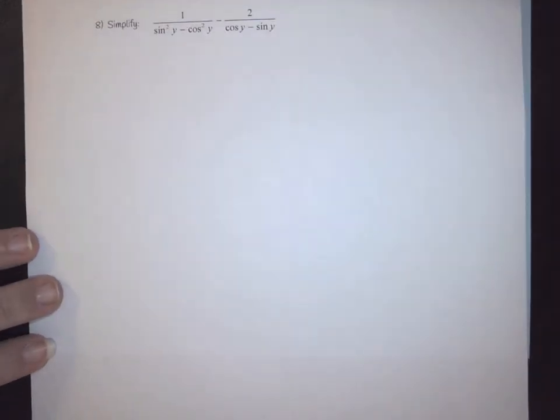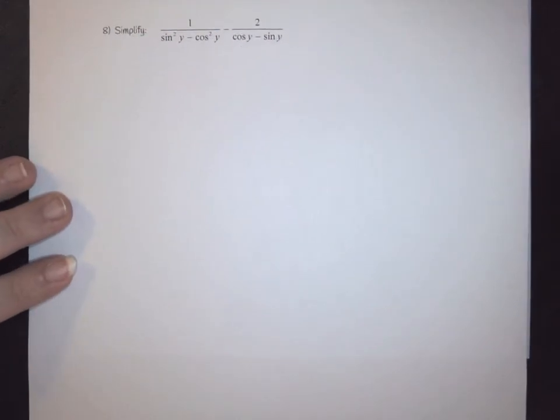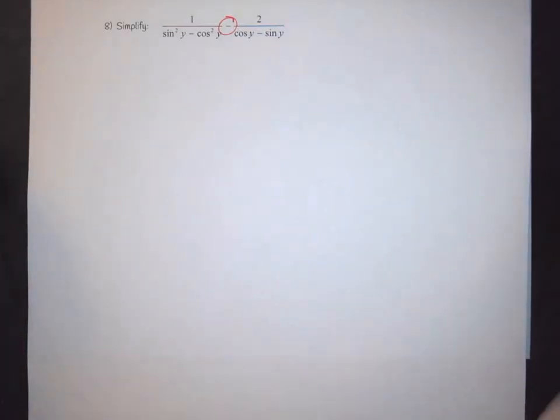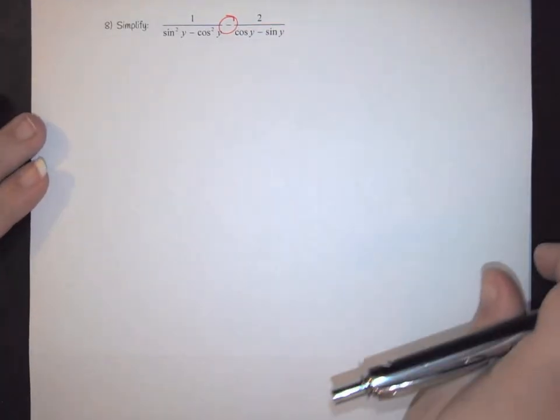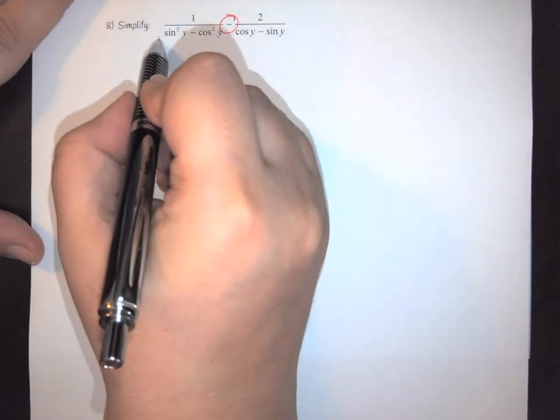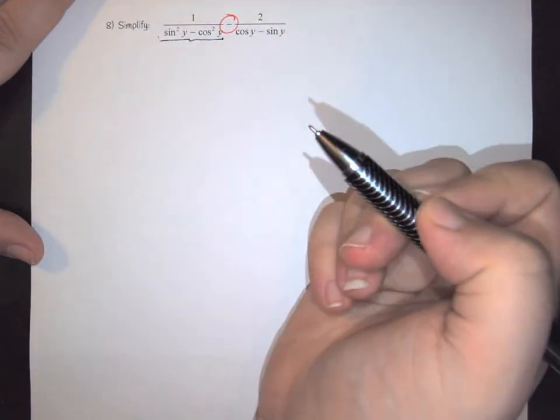Alright, let's try one more here, a little bit more complicated. The first thing that you need to notice is that I have this big old subtraction between here. So this is something that I need to remember as you go through and work the problem. Okay, so first of all, I can take this first piece here and I can factor it.